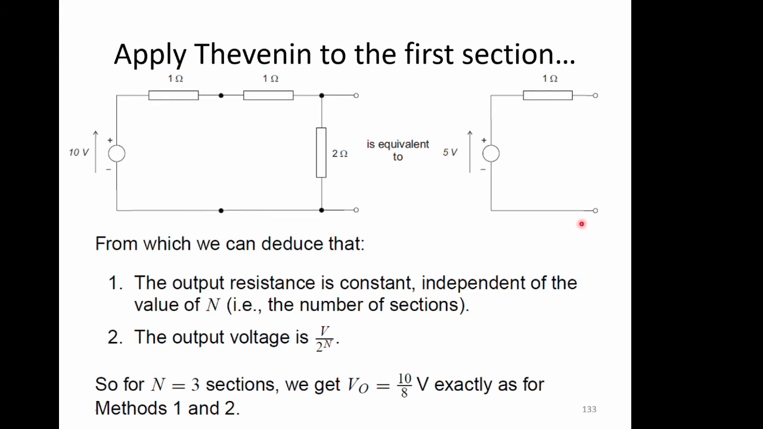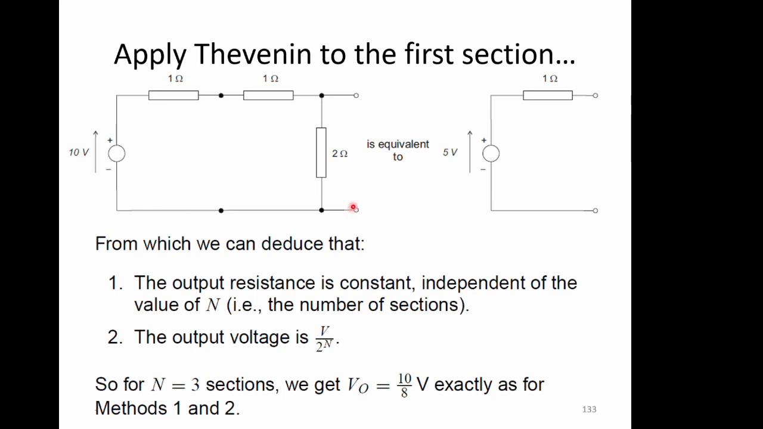Okay, and that brings it back to a source again, and then we can plug that onto the remaining part of our network, and we can do exactly the same thing again. So we can deduce that the output resistance is constant, independent of the value of n, the number of sections, and the output voltage is V over 2 to the n, where n is the number of sections. So we had 3 sections in our little network. For n equals 3, we get V out equals 10 over 8, which is exactly this 1.25 volts, exactly as from methods 1 and 2.